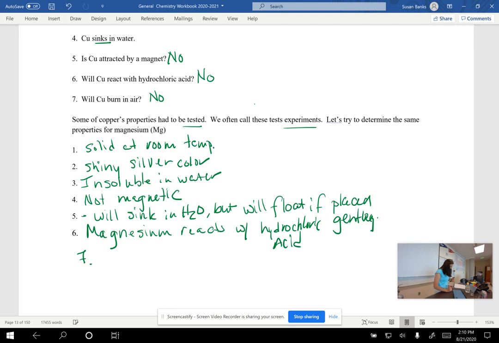And let's do 7. Will it burn in air? So, another experiment here. We're going to start up our Bunsen burner again. We're going to grab a piece of magnesium. And yeah, that burns in air. That will burn. You notice that bright white flame. So yes, magnesium will burn.